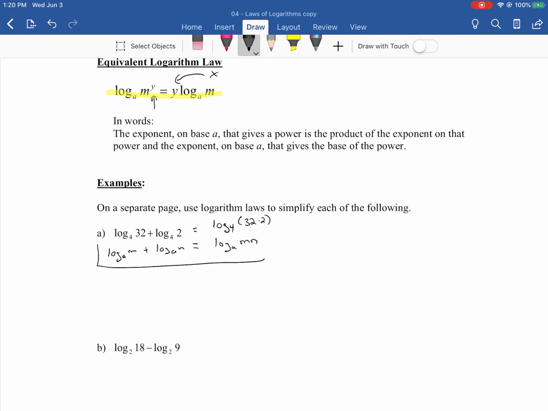And what I get is, I'm going to put a little box around this. It's not really part of the solution per se. It's just what I'm using to get the answer. And so now, that becomes log base 4 of 32 times 2, which is 64.